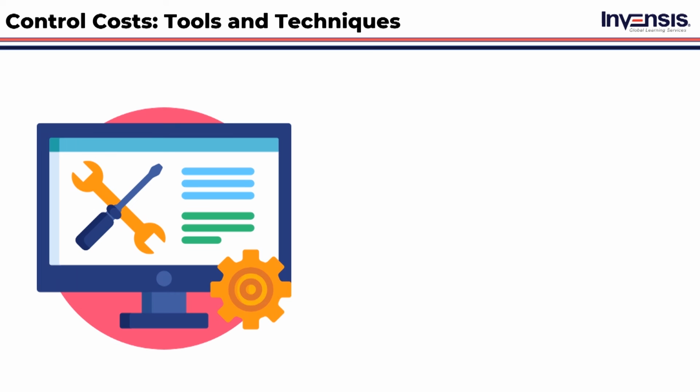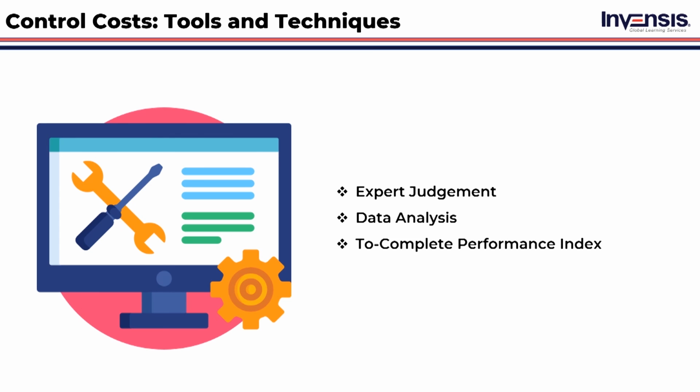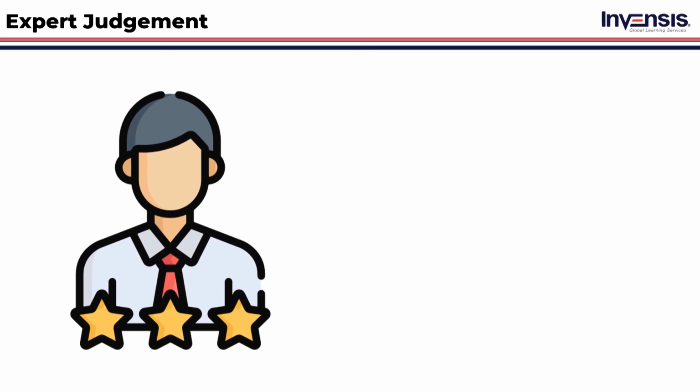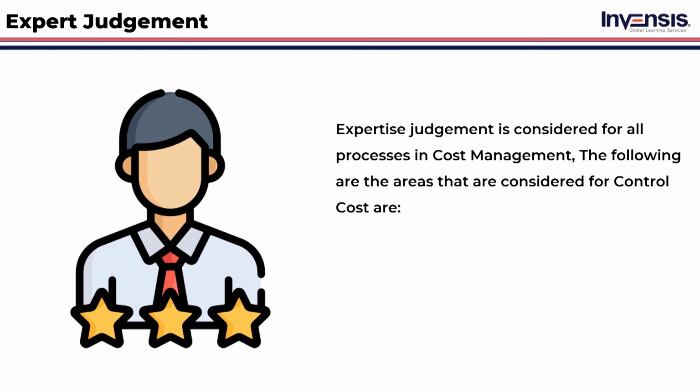Now, let us start with the tools and techniques used to control costs: expert judgment, data analysis, to-complete performance index, project management information system. So let us start with the tools and techniques in detail. Expert judgment. Expert judgment is considered for all processes in cost management. The following are the areas that are considered for control costs: variance analysis. The quantitative evaluation of the difference between actual and planned behavior is known as variance analysis. This approach is used to determine the source and degree of discrepancy between the baseline and actual performance, as well as to maintain project management.